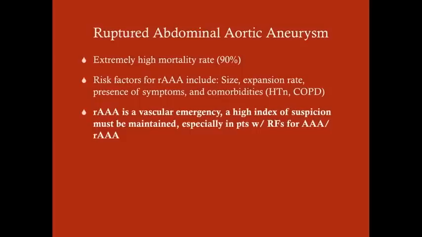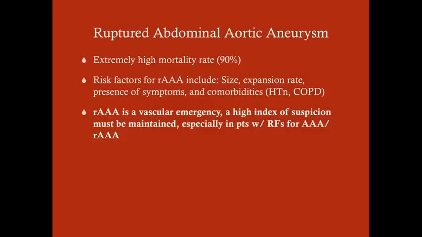Okay, so what about the ruptured abdominal aortic aneurysm? This is the big one, the thing that we want to prevent. It's the thing that gets the surgeons running down to the OR immediately. It's the reason that we have vascular surgeons on call at night. So this has an extremely high mortality rate, 90%.